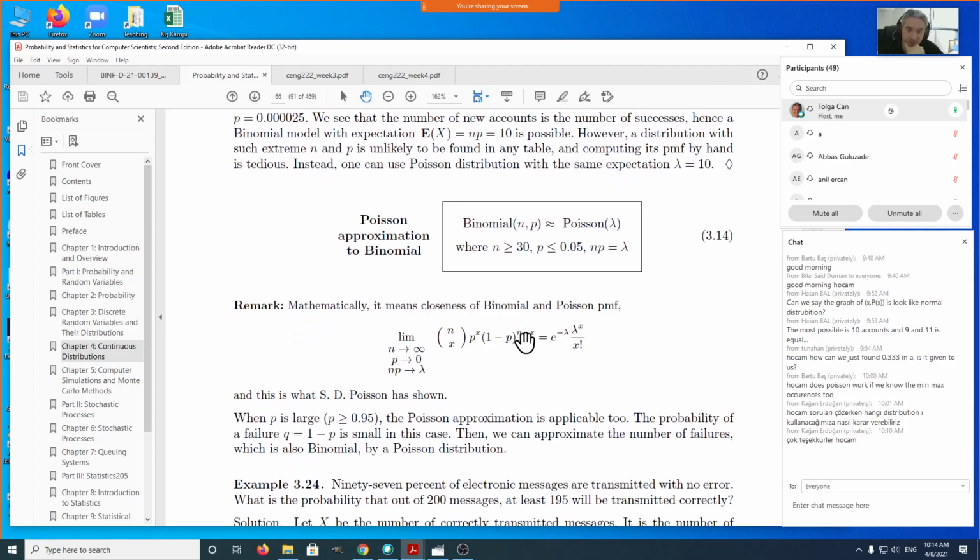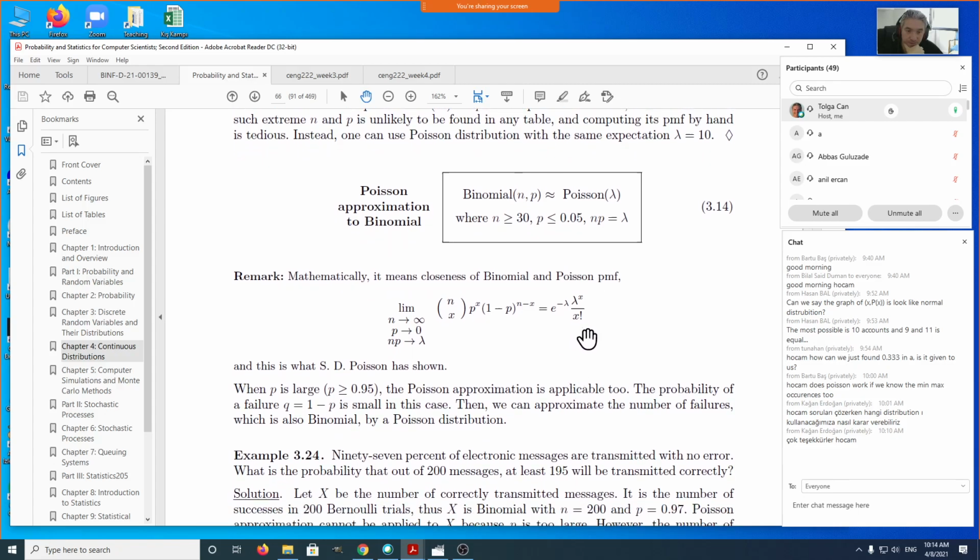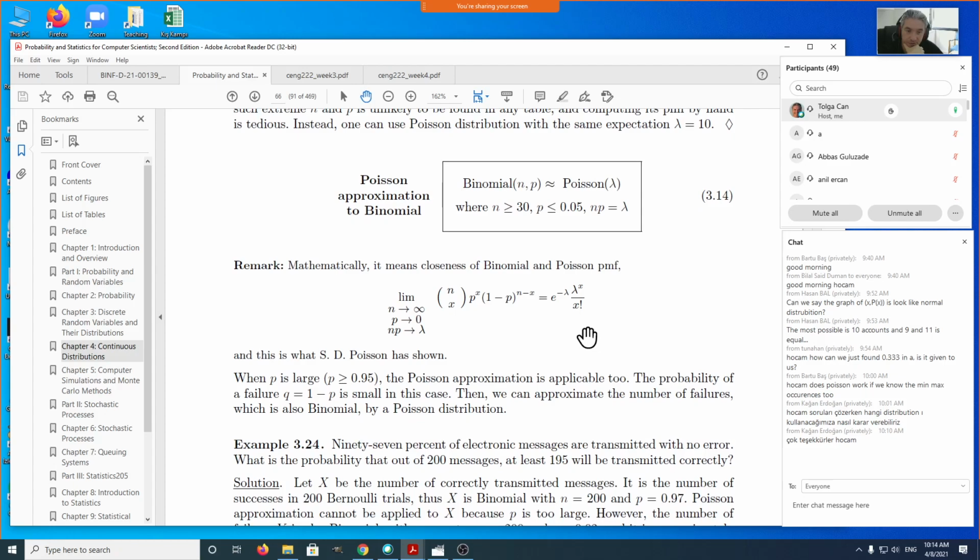So mathematically, it means the closeness of this thing, the limit as n goes to infinity, as p goes to 0, and n times p is close to lambda. The limit of this function is going to be this. So this is actually how the PMF is probably derived. This is what Poisson has shown when he came up with this distribution.